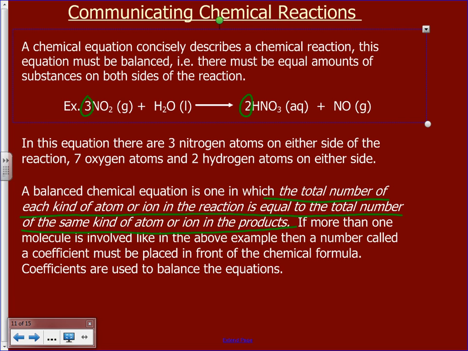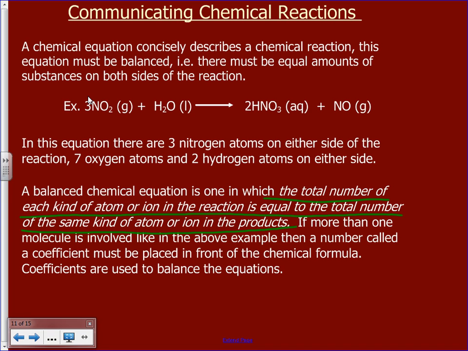So I would say in this case, you can start with nitrogen or you could start with oxygen. Oxygen's kind of a rotten one to start with though, because it usually throws things off. Maybe let's look at hydrogen. There's 2 of it over here. Let's just say that this 3 and this 2 aren't here yet. I've got two hydrogens over here, so I need to put a 2 here to balance my hydrogens.